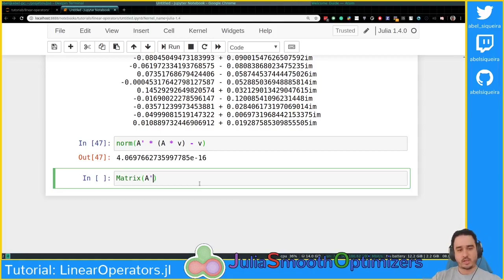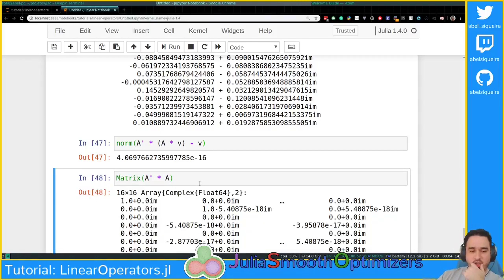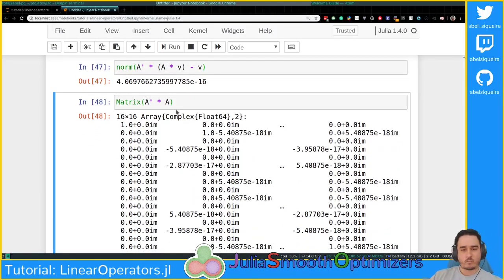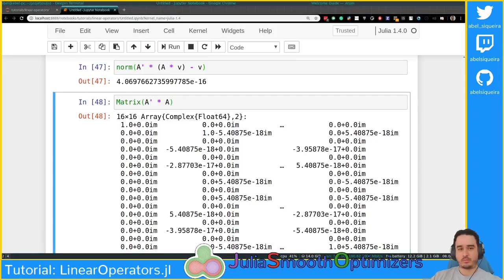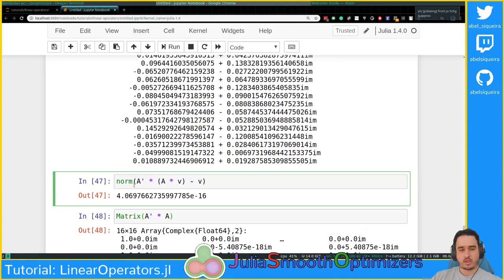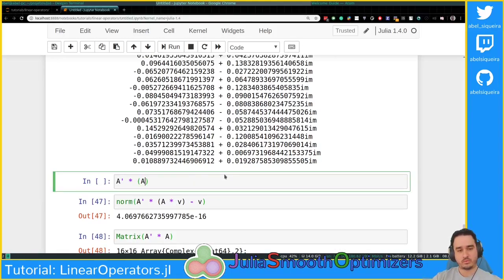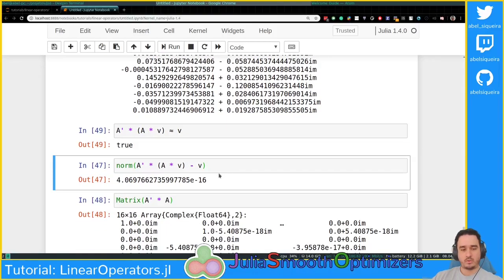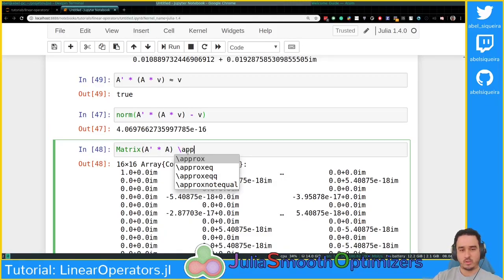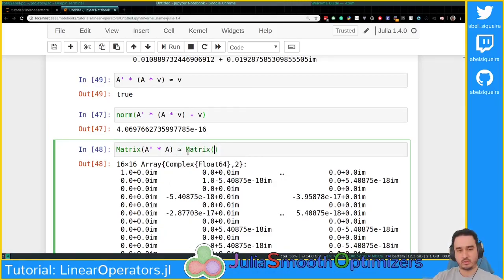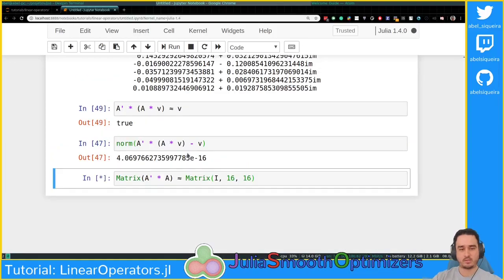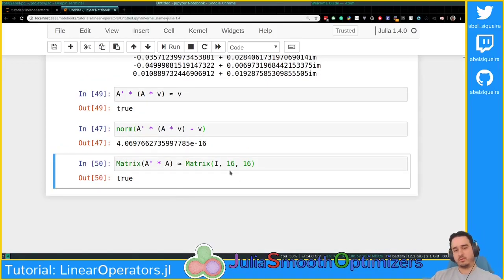So we can check that A transpose A is close to the identity here. Let me see how I can write this a little bit better. Is approx. Yeah, in this case, I can write is approx. And here I'm gonna use is approx matrix. I have to use I, does it understand sizes? So this is very close to the identity as well, okay?